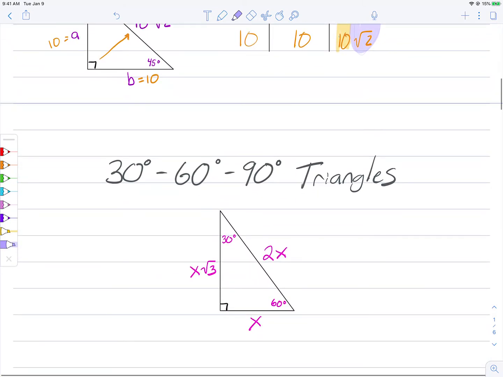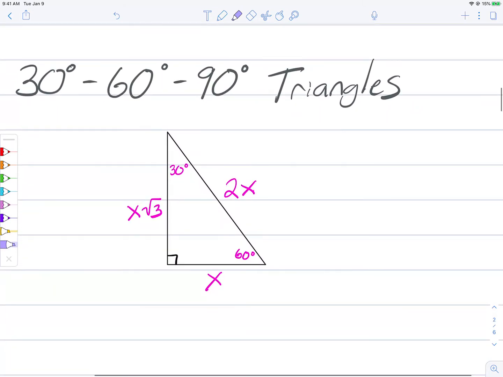Okay, the second type of special right triangle is a 30, 60, 90 triangle.